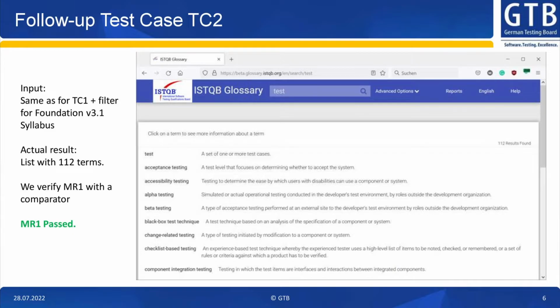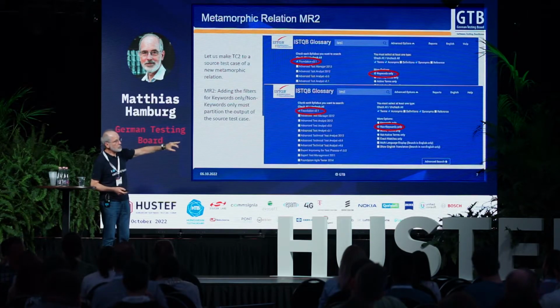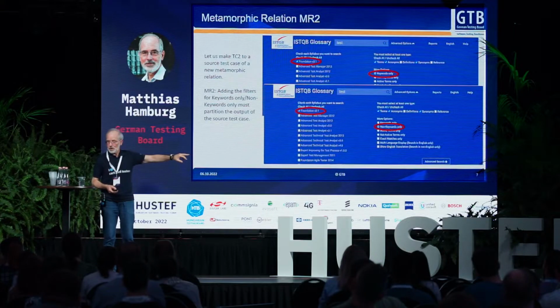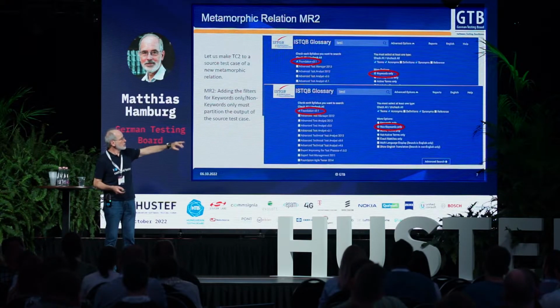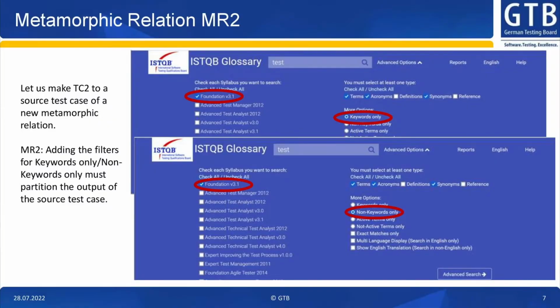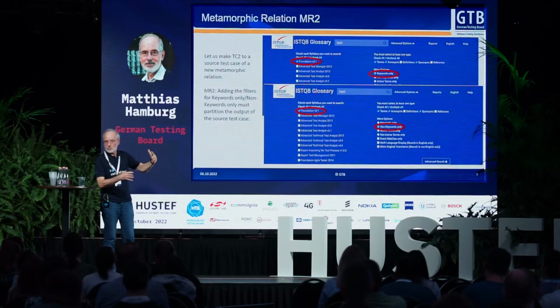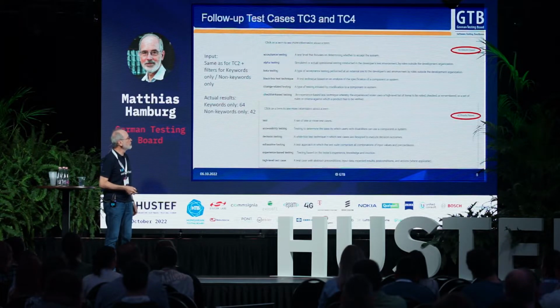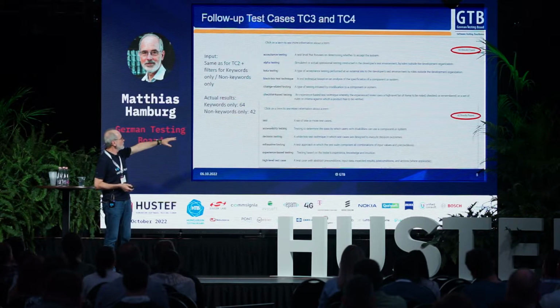because I notice that we have additional filter criteria for filtering for keywords only or non-keywords only. And the second metamorphic relation would be that if we add those filters, then the keywords only and non-keywords only must partition the original set. So we have to get 2 subsets which are complementary and disjoint, right? So let's run them. And we see the results.